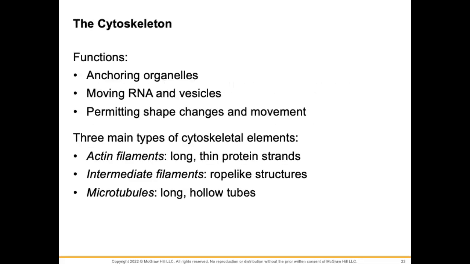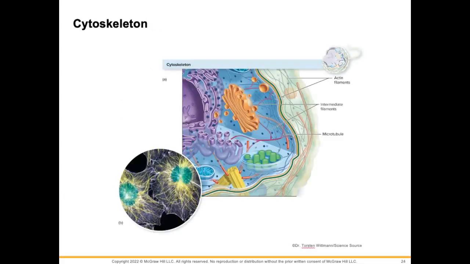Cytoskeleton, basically kind of the same idea as our skeleton. It anchors organelles and permits shape changes and movement. Three main types of cytoskeletal elements: actin filaments, intermediate filaments, and microtubules. And I'll be honest, I can't remember if I put this on the test or not, so be familiar with the types of cytoskeleton elements. Just a little picture there of those filaments.